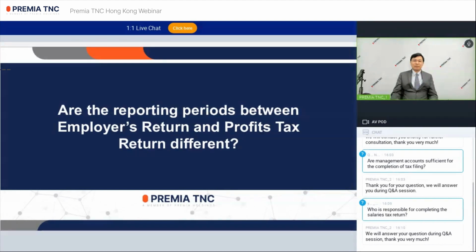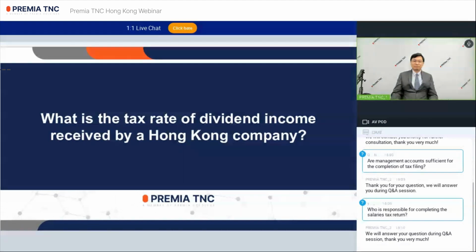Are the reporting periods between employers' return and profits tax return different? If the company's accounting year-end date is not 31st March, the reporting periods are different. The reporting period of employers' return is from 1st April to 31st March of the following year. On the other hand, the reporting period of the profits tax return is the accounting period. What's the tax rate of dividend income received by a Hong Kong company? Dividend income, whether from Hong Kong or overseas, is not taxable.